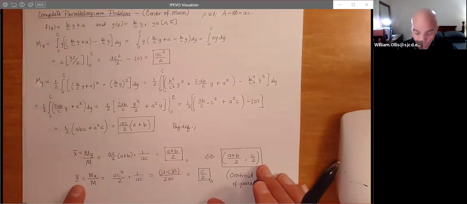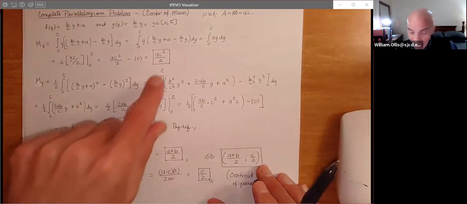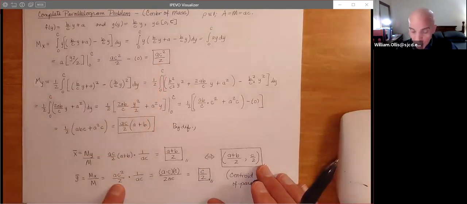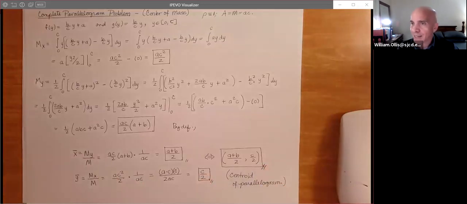And then for the y-coordinate, we've got the moment about the x-axis, which is ac squared divided by 2, times 1 over the mass. That is, we reciprocate, divide by m. Notice in this case the a absorbs and one of the c's absorbs, and we're left with c over 2, which again is what you expected from the geometry of the situation. So the center of mass for the parallelogram is a plus b divided by 2 for the x-coordinate and c over 2 for the y-coordinate.